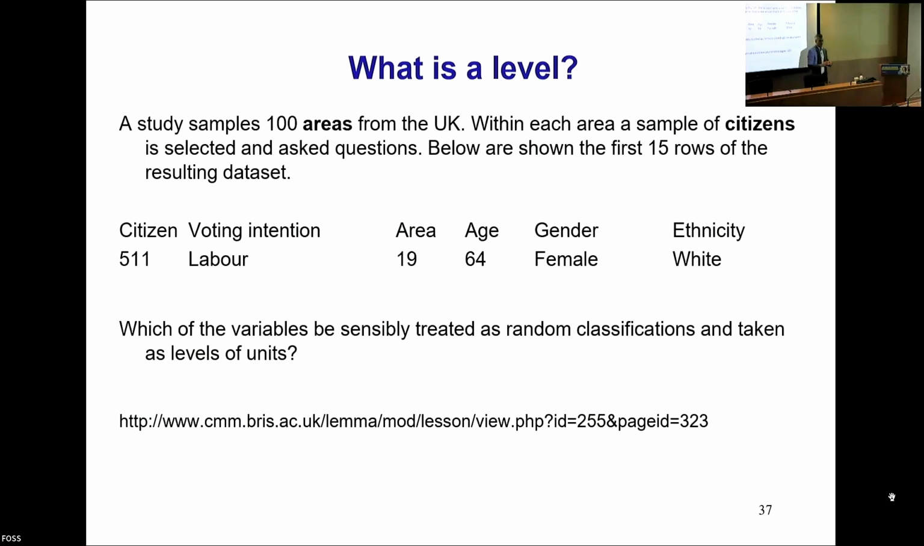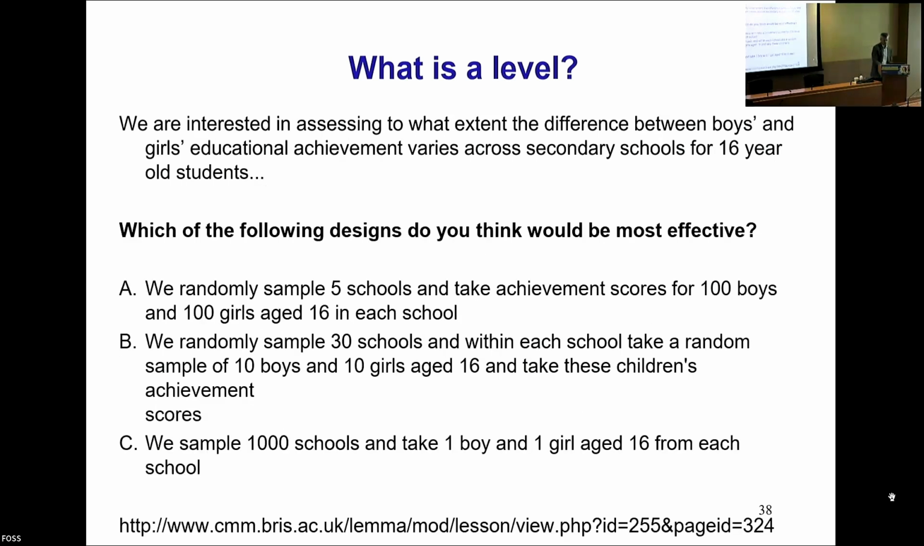So where we've got a variable that can be perfectly measured, like age, like voting intention, then it doesn't make sense to generalize to a wider population. We wouldn't treat age as a random variable because it can be perfectly measured. If it's perfectly measured, then there's no point generalizing to a wider sample. So gender, of course, we talked about age, sex before, and ethnicity as well. We wouldn't treat either of these as a random variable.